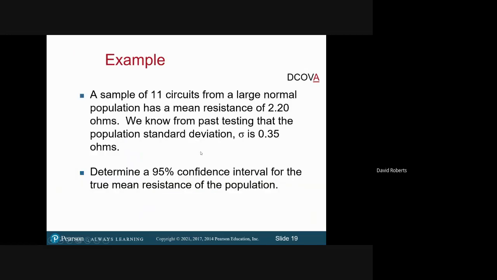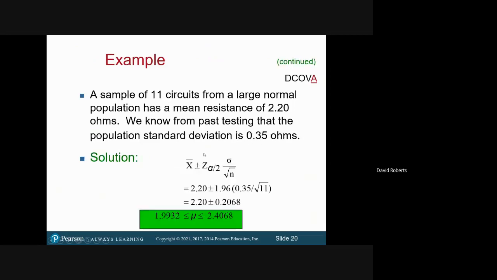So here's an example. You're given 11 circuits. You have a mean, you have a standard deviation, 95% confidence interval, and we're going to use software to calculate this. Rather than looking up the Z-scores and then plus and minus, the software will do that for us. So this formula is built in. You need to enter the X bar, you need to enter N, and you need to enter the standard deviation and the 95% or 99%, whatever it might be.